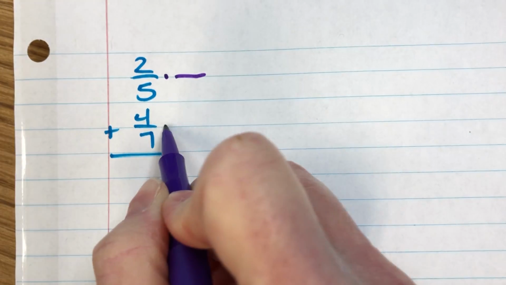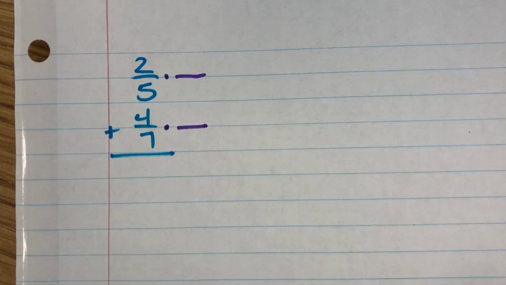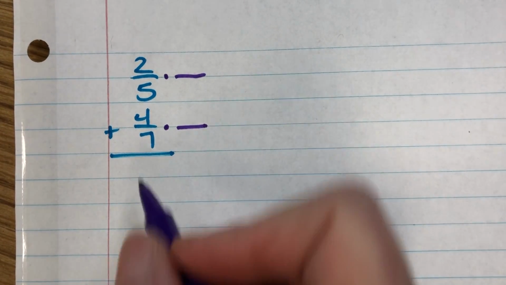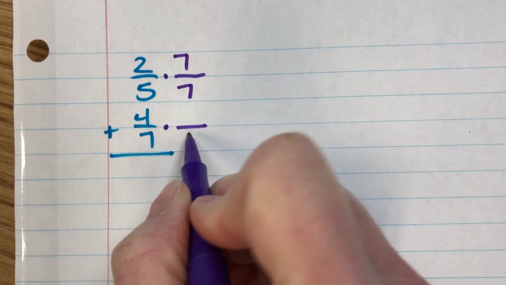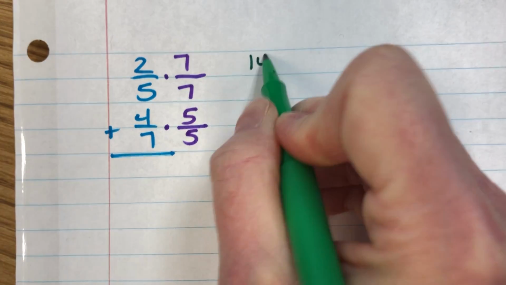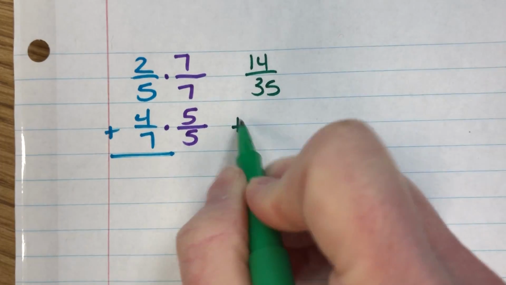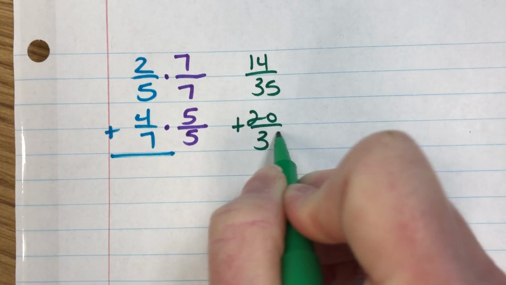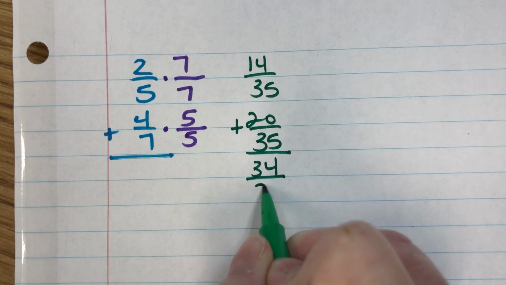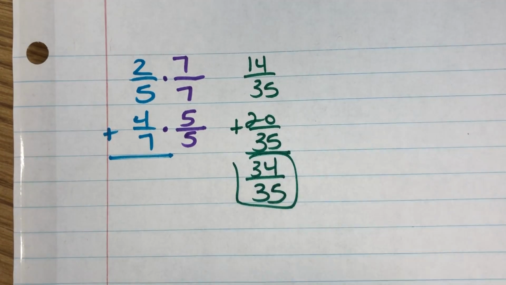All right, with this one, the LCM is 35. I can't multiply 5 by something to get 7, and the first number they have in common is 35. So I would multiply this by 7/7 and this by 5/5. That would make my new fraction that I'm going to solve 14/35 plus 20/35. 14 plus 20 is 34, so we get 34/35. Were you right? I can't hear you. I hope you said yes.